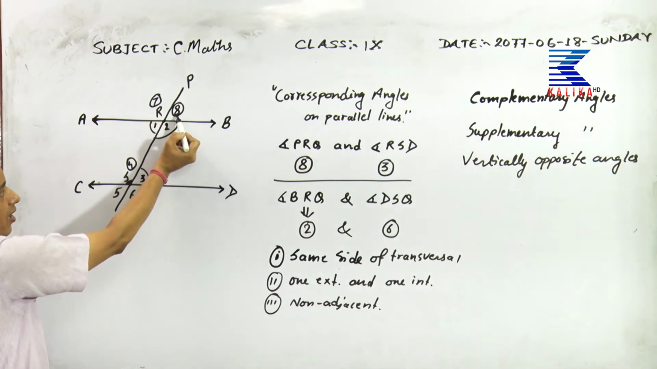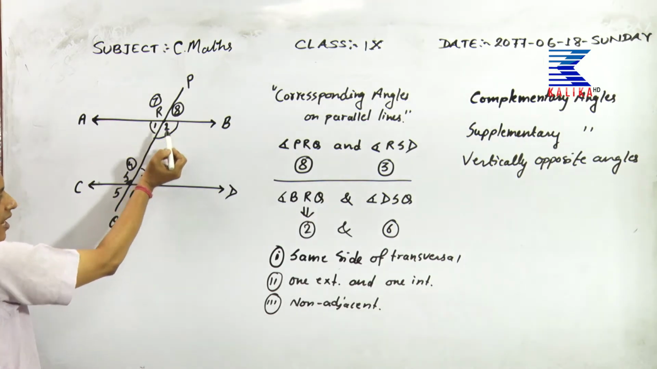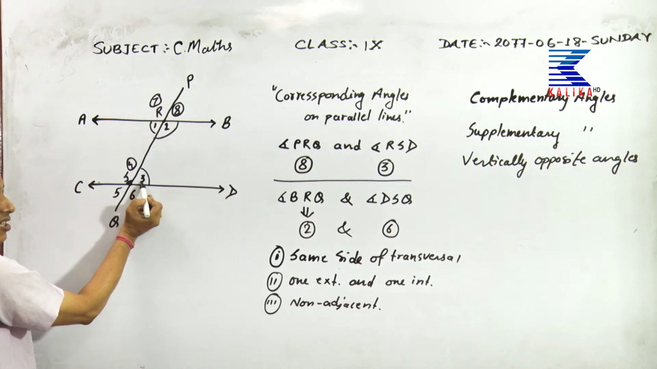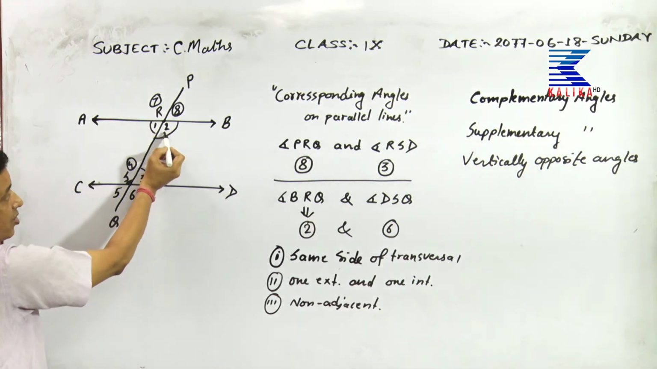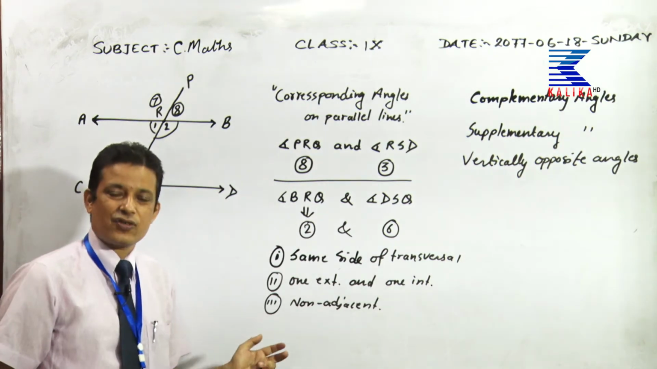So, you are given 8; to find the corresponding angle of 8, its corresponding angle is 3. It is exterior, and we need an interior one, but it should not be adjacent, therefore its non-adjacent is 3. This 2, this 6. So, these are the three properties of corresponding angles.